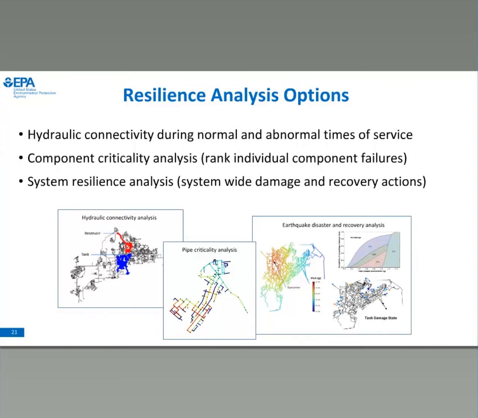Then we can look at component criticality analysis, which is ranking the individual component failures. For this, we can look at the effects of different pipe breaks or different pump outages or tank damages and so forth. What is the impact of those individual components being out of service? And we're also able to look at overall system resiliency in terms of a specific event. So here we depicted an earthquake event and how it impacts the whole system. I want to go into a little bit more detail about all of these different analysis options available within WNTR.